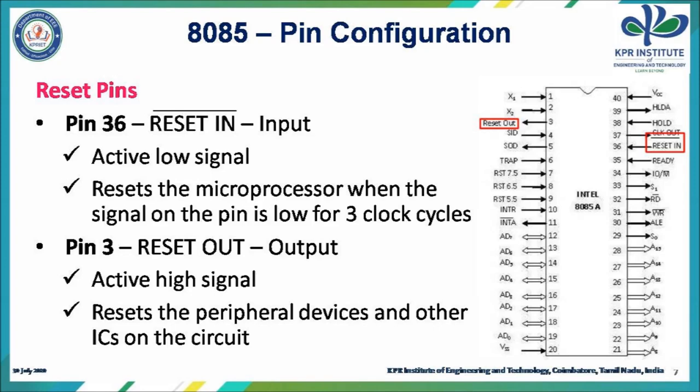And the other reset pin is reset out pin. It is an output pin which is an active high signal. Active high signal is nothing but the signal which is activated by giving 1. So this reset out pin is used to reset the peripheral devices, and this is done by the microprocessor.